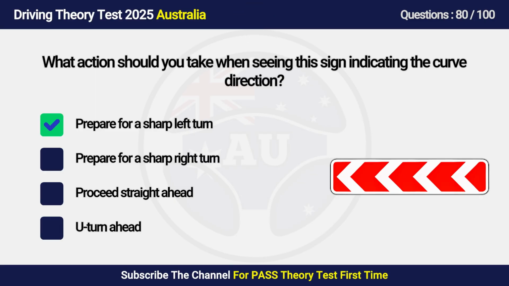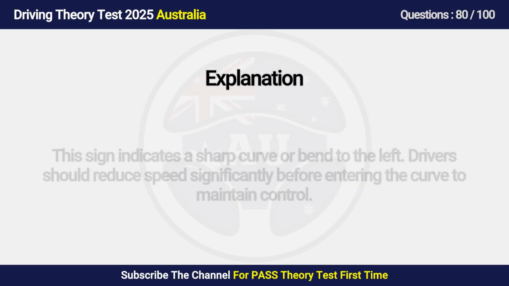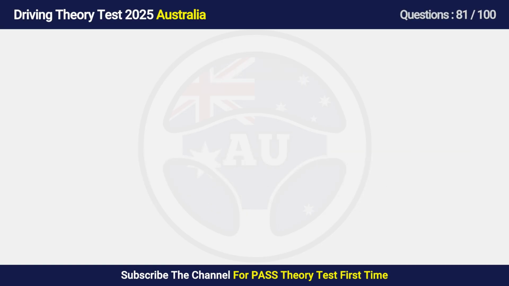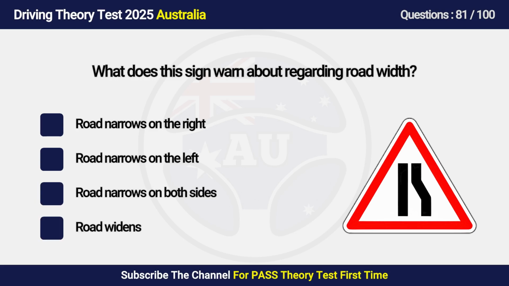Answer is A. Prepare for a sharp left turn. This sign indicates a sharp curve or bend to the left. Drivers should reduce speed significantly before entering the curve to maintain control. Question 81. What does this sign warn about regarding road width?